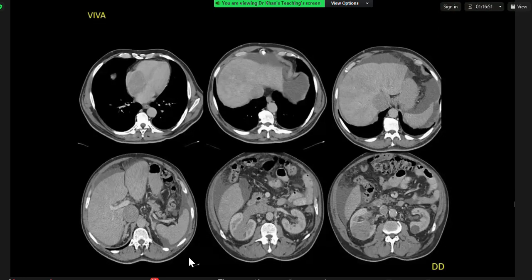These are axial images of contrast enhanced CT of the upper abdomen and lower chest. There is a hypoenhancing right renal mass, eccentric in location. I can see it's invading the right renal vein and extending into the IVC up to the right atrium. I can see renal cysts on the contralateral side. So in conclusion, this is a renal cell carcinoma with extensive venous invasion.